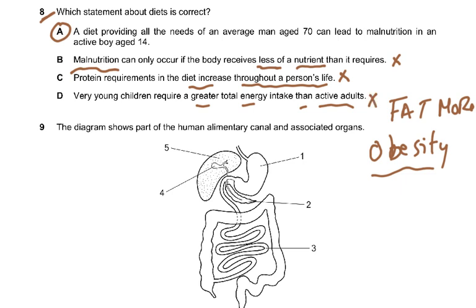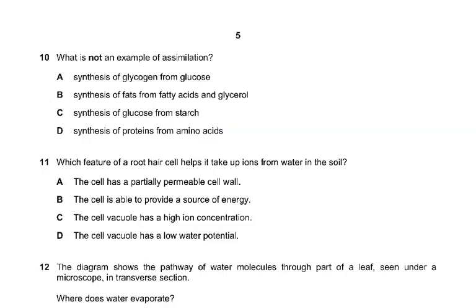So please understand, when they ask which statement about diet is correct, you've got to look at the correct one and then explain to yourself why the others are wrong. If you have justified that the others are wrong for a reason, then of course you tick the correct answer. Then coming to another difficult question, what is not?